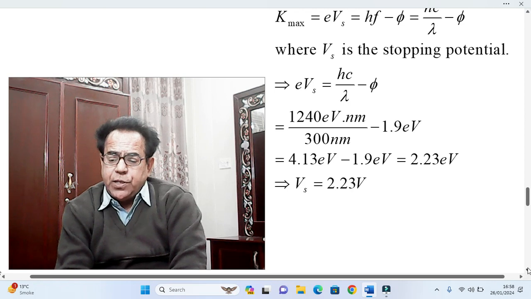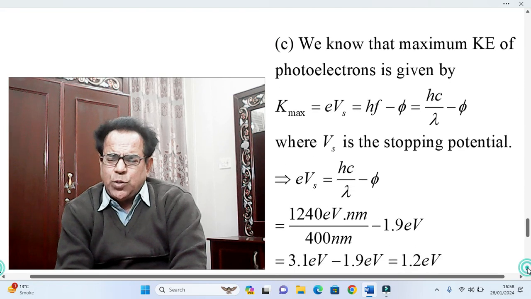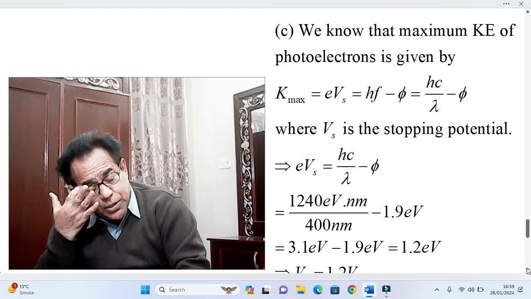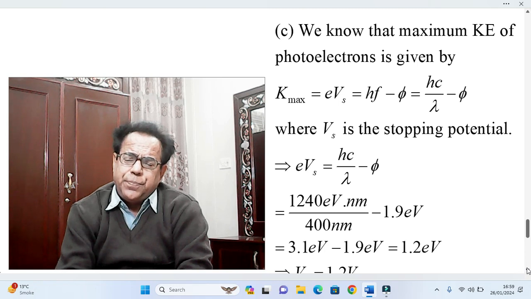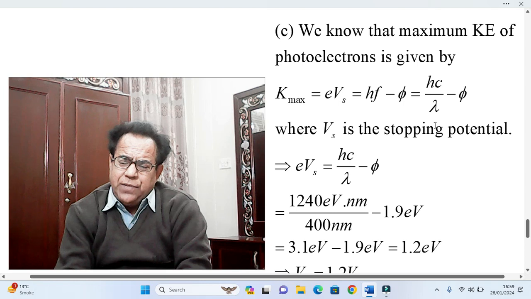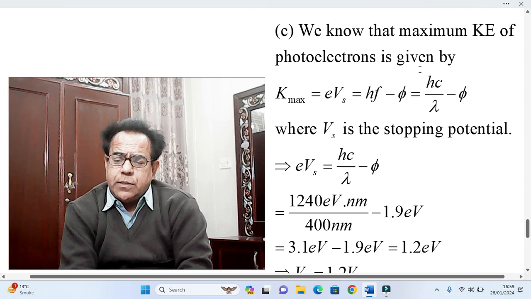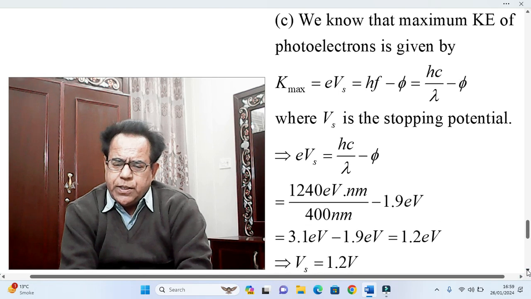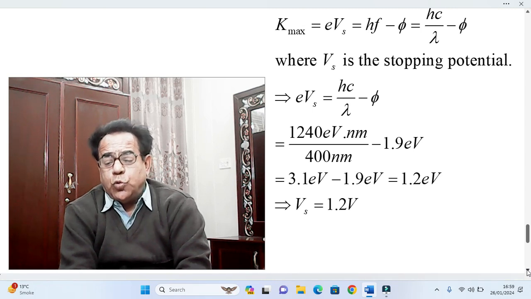Now we are going to part C, which will be just a repetition of part B with slightly different values. So we will give less time to part C in comparison with part B, because there is just a difference in the value of wavelength lambda, which is 400 nanometer here instead of 300. We know that the maximum kinetic energy of photoelectrons is given by this expression. So our stopping potential finally becomes equal to 1.2 volt.